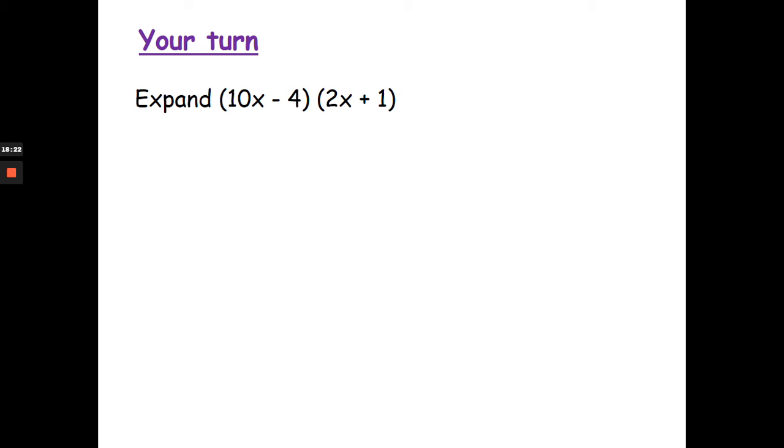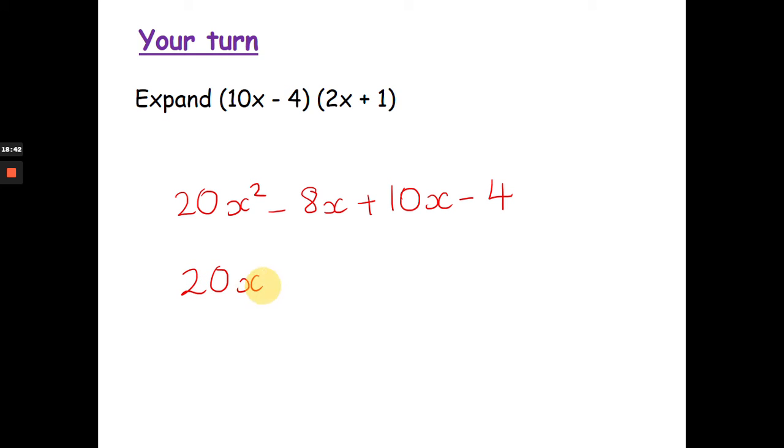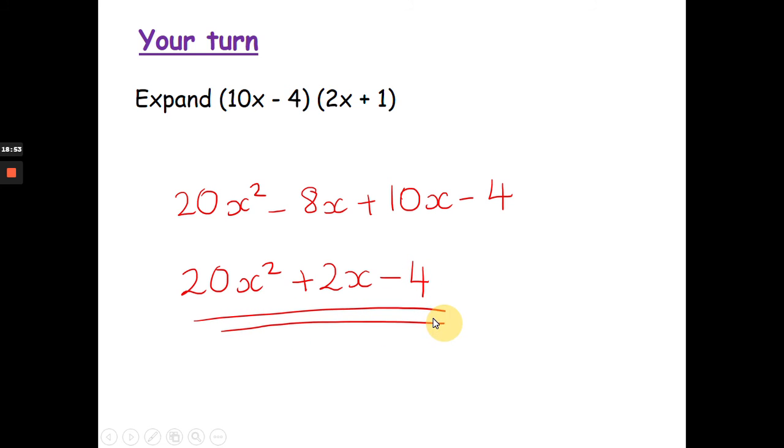Okay, so we're going to get 20x squared minus 8x plus 10x minus 4. So we can simplify again the middle two terms. So we get 20x squared minus 8 plus 10. So we're going forward on the number line. So we get plus 2x minus 4. And that would be our final answer.